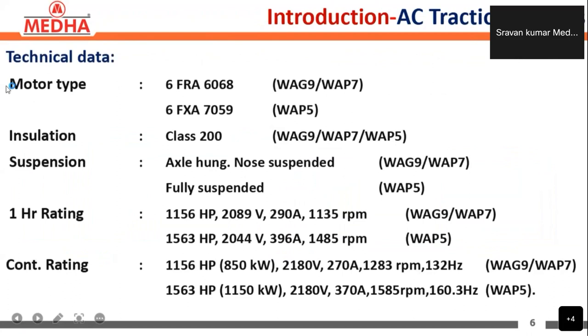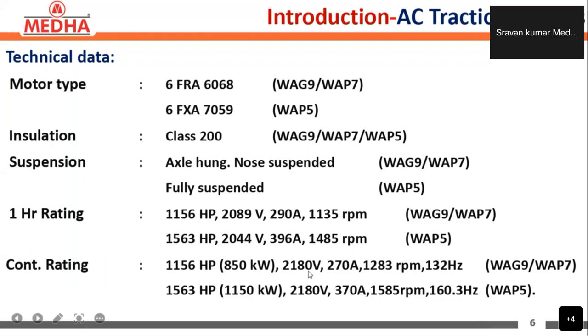Coming to the technical data, the motor type that we are using for WAG9 and WAP7 is 6FRA 6068, and for WAP5 it would be 6FXA 7059. The class of insulation is class 200 for all the locomotives, and the suspension is axle hung for WAG9 and WAP7, and fully suspended for WAP5. These are the continuous rating and 1 hour rating of the motors given here. That is of WAG9 and WAP7.